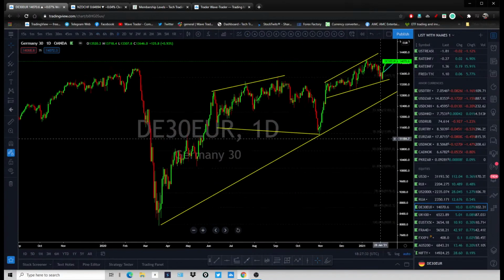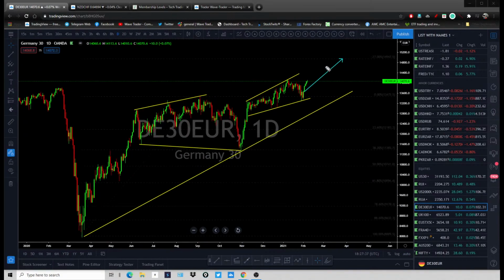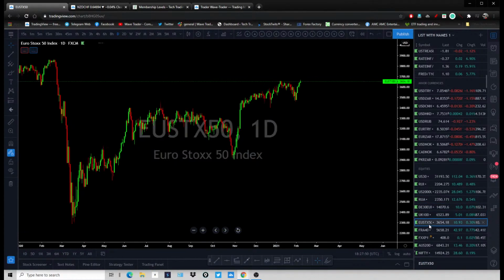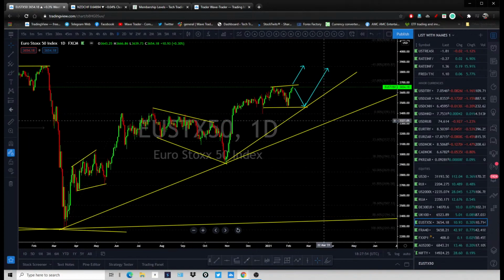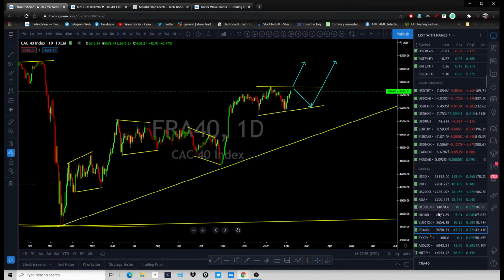On the Dow and German 30, German 30 is also pushing higher. A flat formation and then higher. And the UK 100 index to break out and continue higher from that expanding triangle. This could go down for another leg lower or keep pushing higher. Again, a triangle, or keep pushing higher.